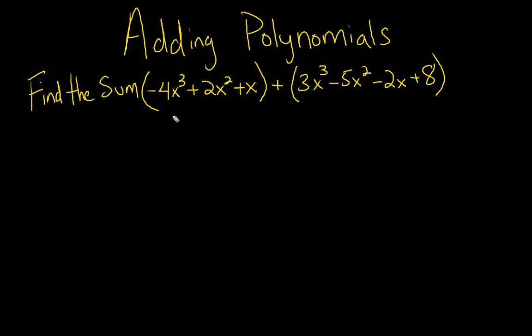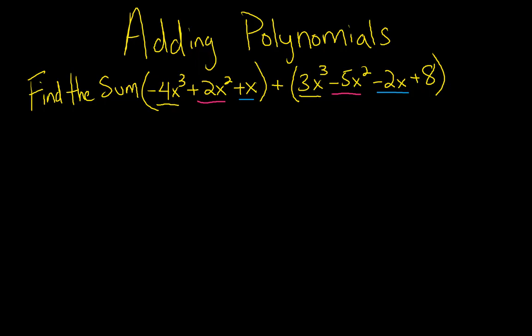So you'll see in this first polynomial we have an x cubed term, and over here we also have an x cubed term. So those are like terms that we will combine together. The next term that we have here is an x squared term, so it's 2x squared, and we also have an x squared term over here, this negative 5x squared. And then we also have a singular x to the first power, and we have one of those over here as well, and so we will combine those.